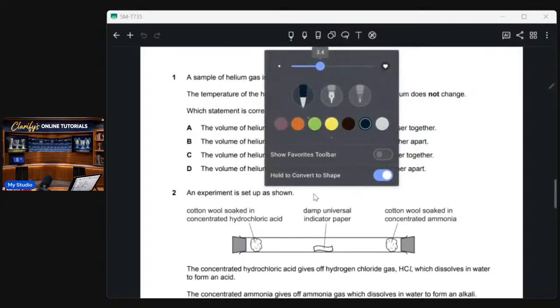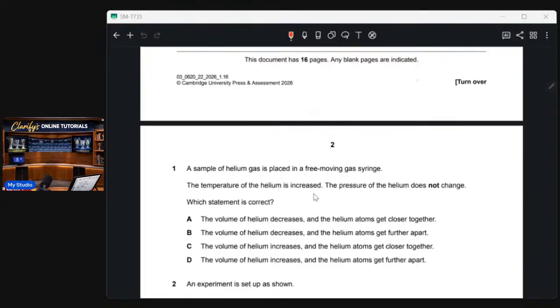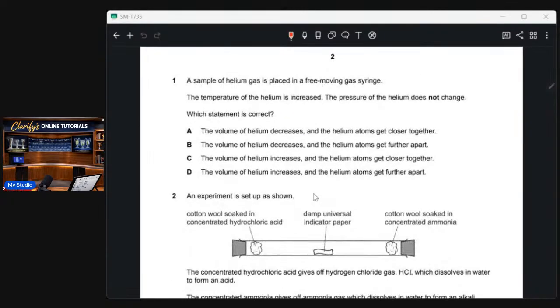Here is what it says. Remember that we have 12 chapters for chem for everybody, so we'll be talking about them as we move on. A sample of helium gas is placed in a syringe. Don't read it too deep. Skim through and understand what the question wants from you. Don't go too deep because it can confuse you.